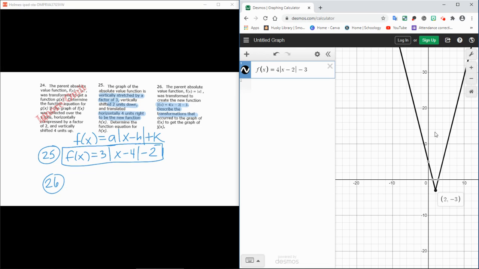So I would say vertical stretch of 4. I would say 2 units to the right, and I would say 3 units down. So these two are very similar, they're just opposites. One describes it, you write the equation. One is the equation, you describe it.